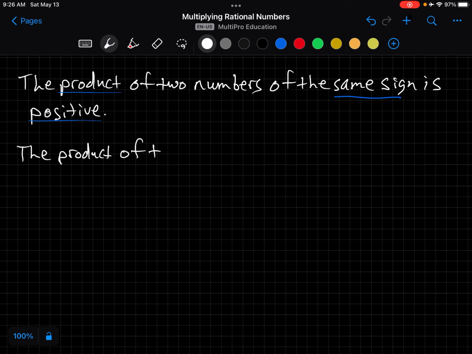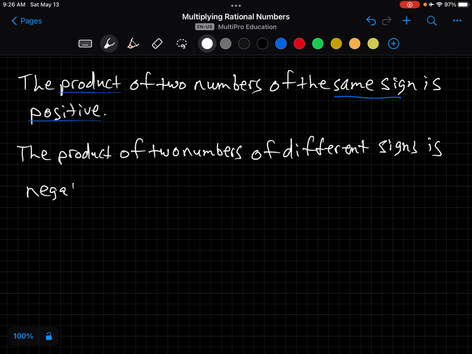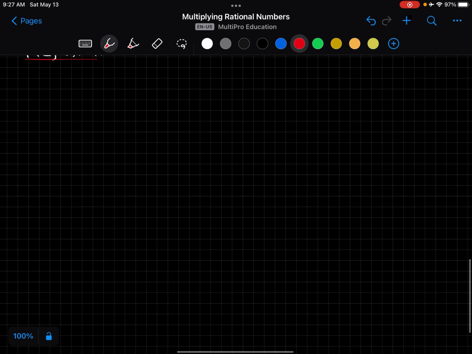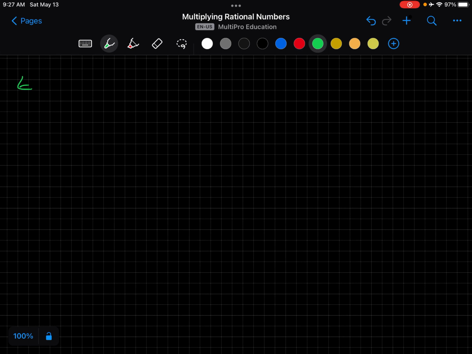The product of 2 numbers of different signs is negative. Alright, so if you have a product of 2 numbers and they have different signs, then you get negative. That's pretty easy. If they're the same, it's positive. If they're different, it's negative. Alright, let's look at some examples.